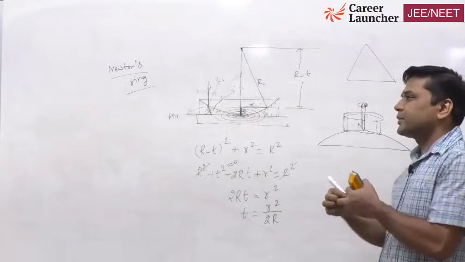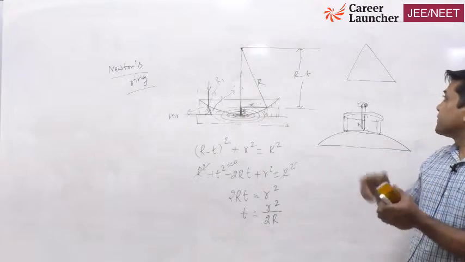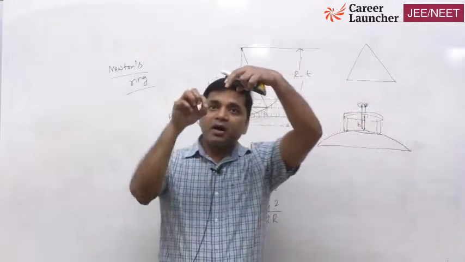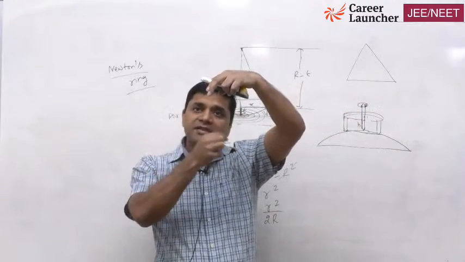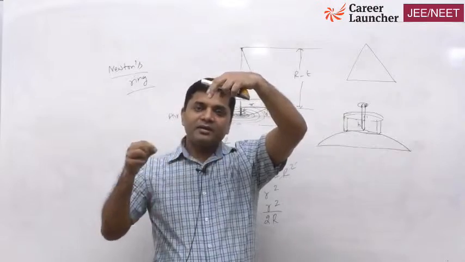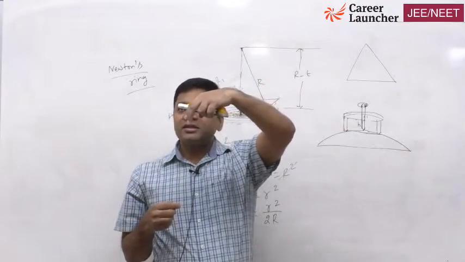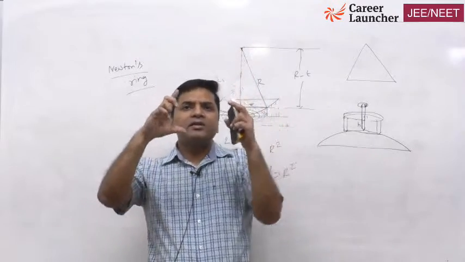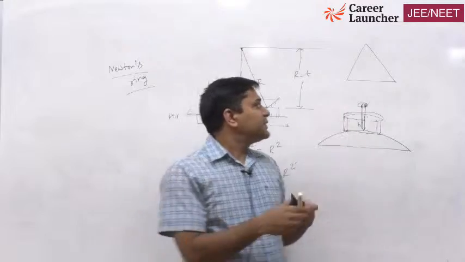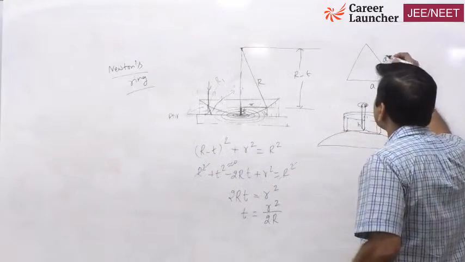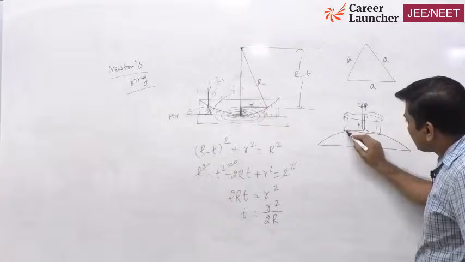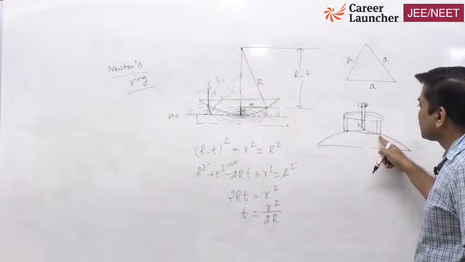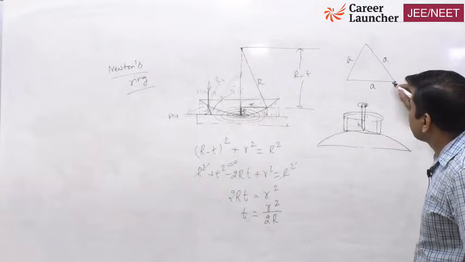Let me tell you. Keep this spherometer on the lens and mark those three points, and you can measure the distance between any two legs. To measure, you just need to mark those points, remove the spherometer, and then measure with the scale. Say this distance is A. So one leg is hidden, you cannot see it, and this is another one. So there are three legs over there, and these are the points.